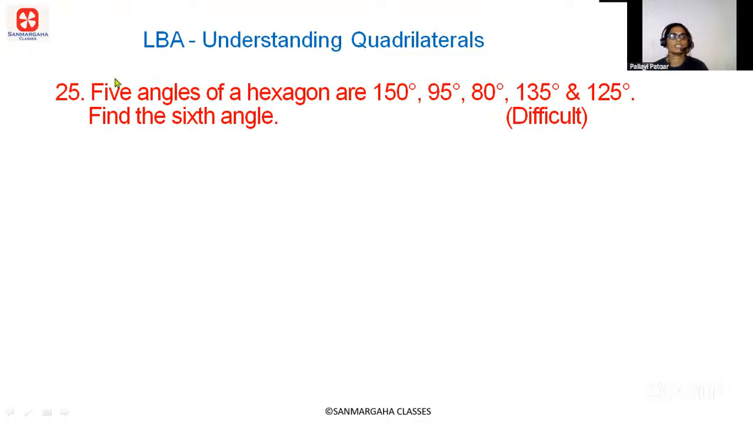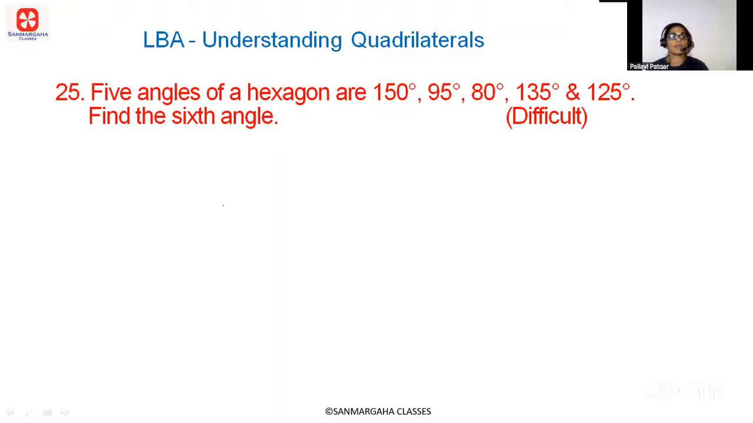In this chapter, look at question number 25. 5 angles of a hexagon are 150 degrees, 95 degrees, 80 degrees, 135 degrees and 125 degrees. Find the sixth angle.